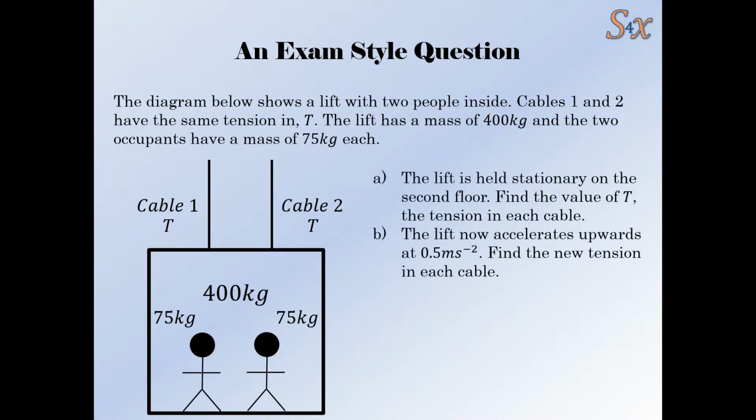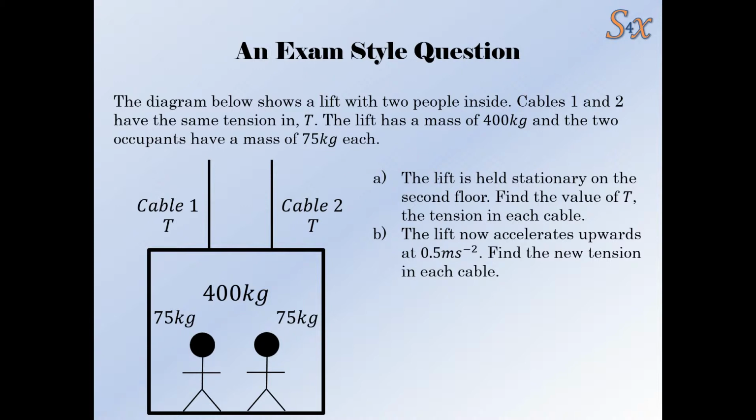Okay, so in this example, I've got a lift. It's got two people inside, two stick people. I'll say cables 1 and 2 have got the same tension in, so they've got a tension of T in each. I've given you the mass of the lift and the mass of the two occupants.